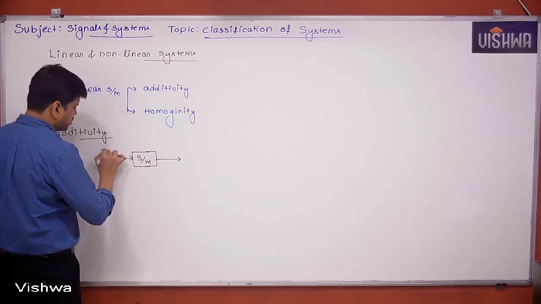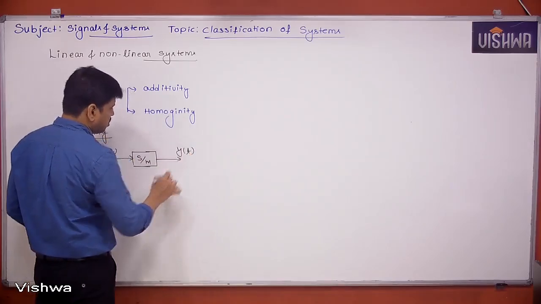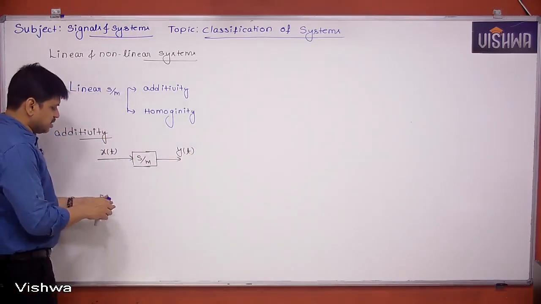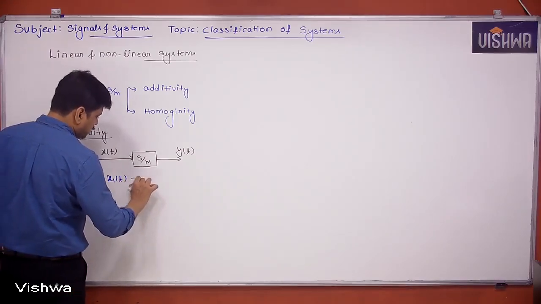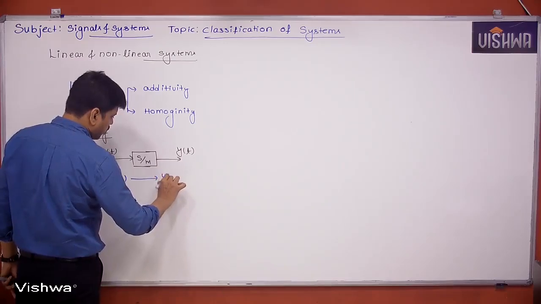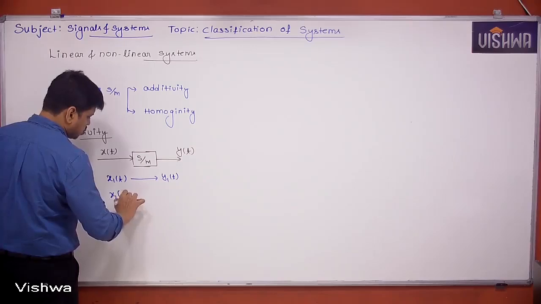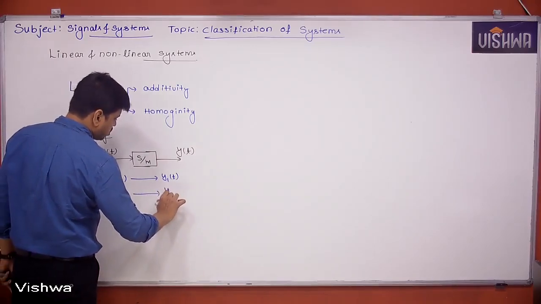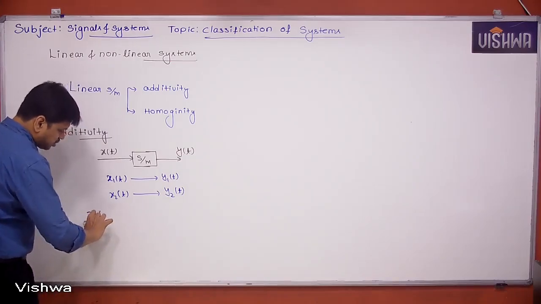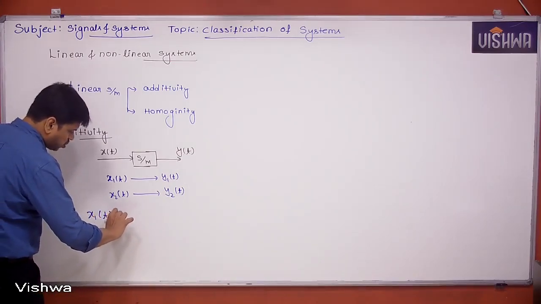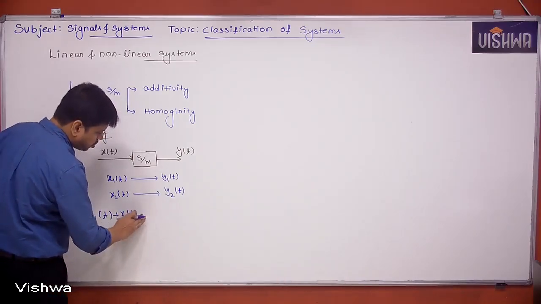let's say x of t is the input and y of t is the output. Let's take a signal x1 of t. For this, it will produce y1 of t. Let's assume we take another signal, x2 of t. Then it is going to produce another output, y2 of t. What if I combinedly take these two signals, that means x1 of t plus x2 of t, the sum of the two signals? Then what is the output you are expecting?